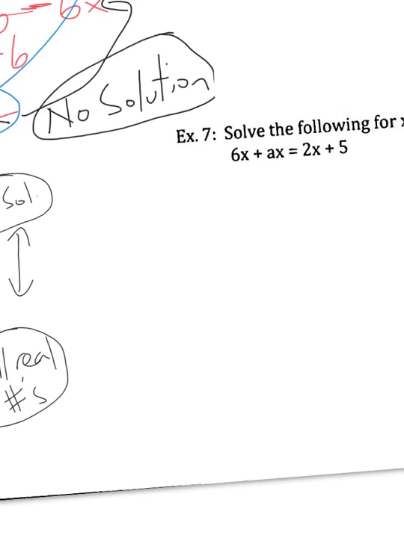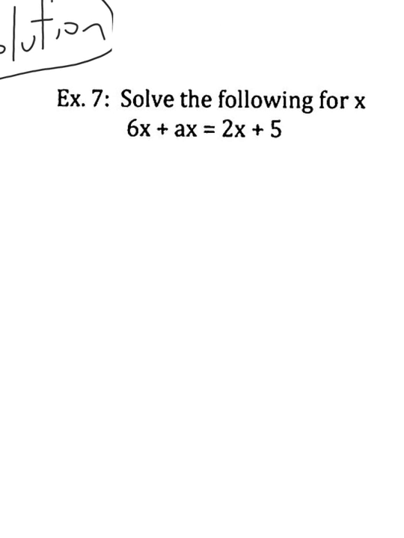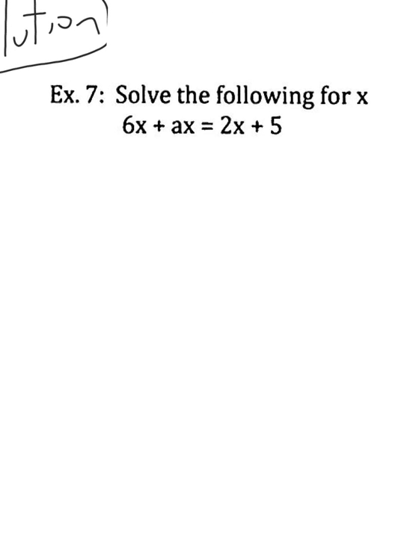One other interesting type of problem: back in Algebra 1, you solved literal equations, where you had a formula and you had to get one of the letters by itself. You had to manipulate the equation with letters instead of numbers. Same idea here. Example 7 says solve the following for x. So we're trying to get x by itself, but if you look here, there's this weird ax that's kind of going to mess us up.